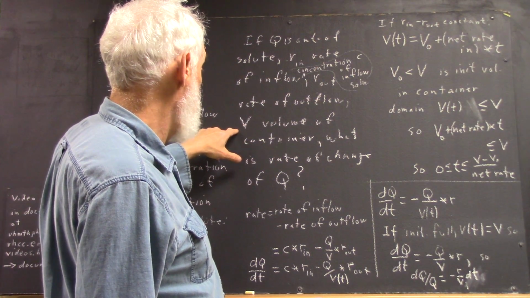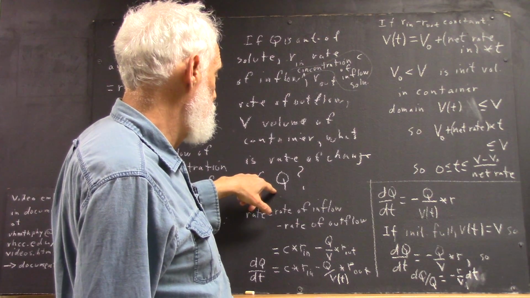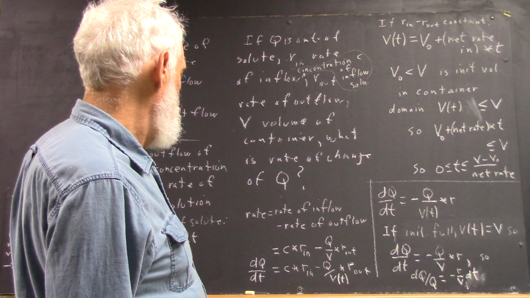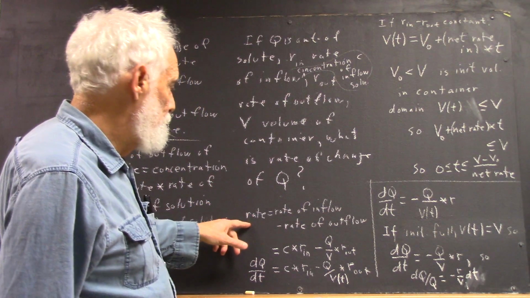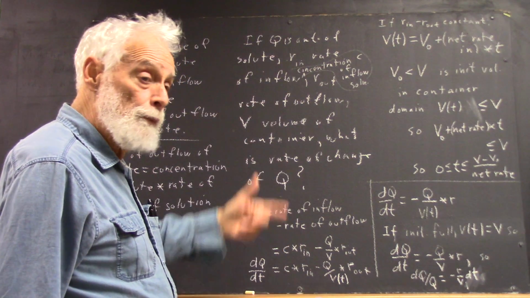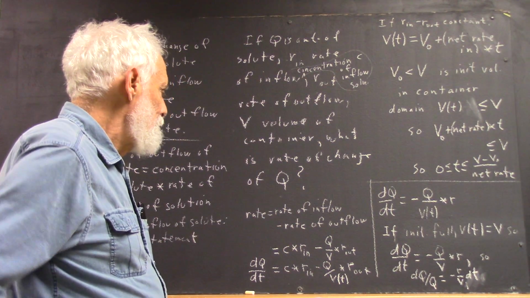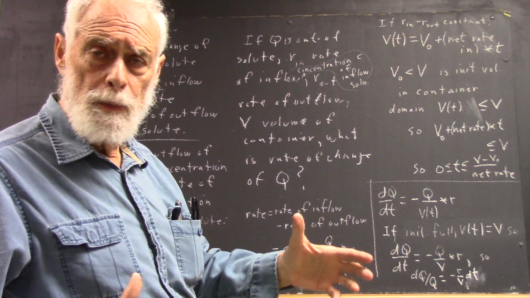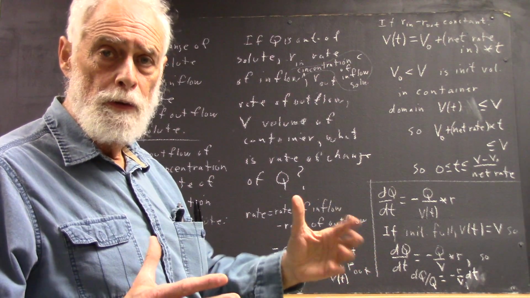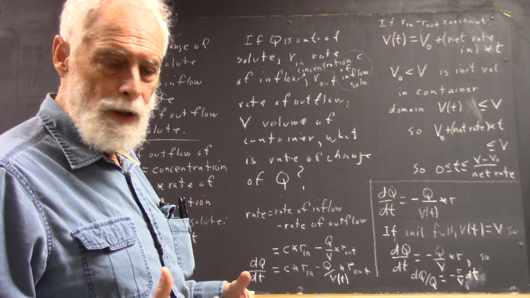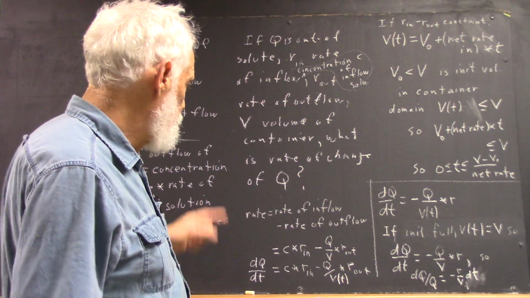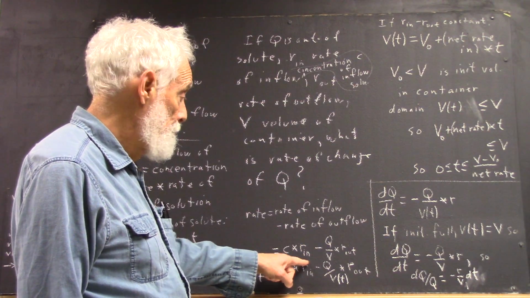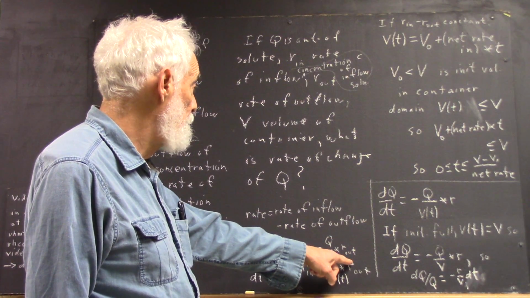Container with volume V, what's the rate of change of Q? Well, the rate of change of Q is going to be the rate of inflow minus the rate of outflow. Now, I kind of assumed here that you have a constant volume of solution. That is, you've got a container that's full and you've got a rate of inflow that's equal to the rate of outflow. In that case, this would be concentration times rate in minus Q over V times the rate out.